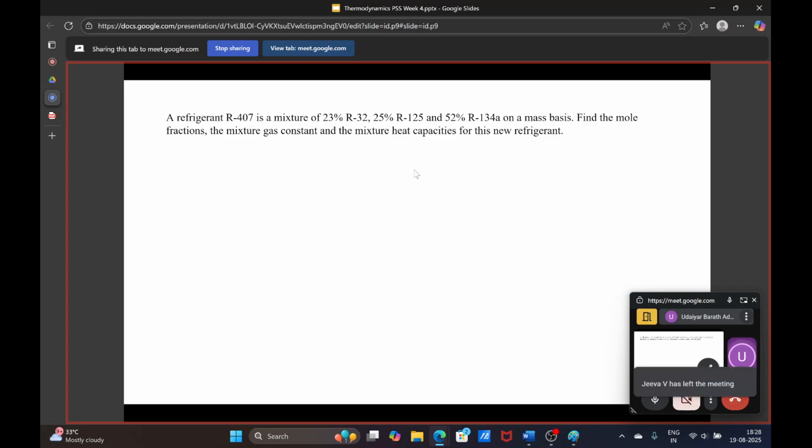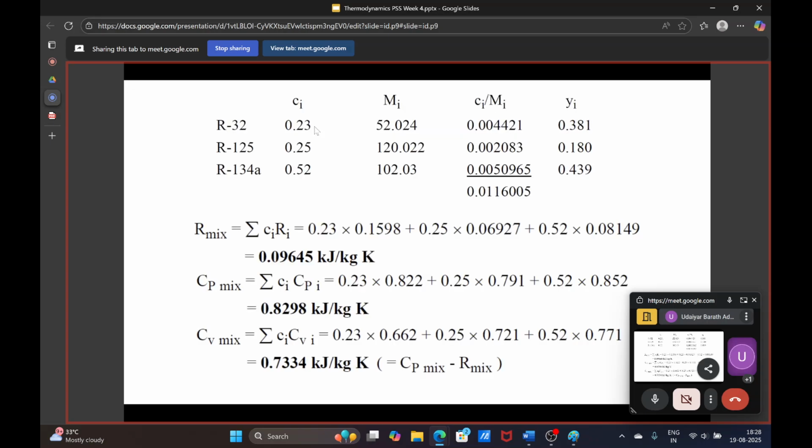We need to find the mole fraction of the components in this refrigerant, the mixture gas constant, and similarly the mixture heat capacities of this refrigerant.